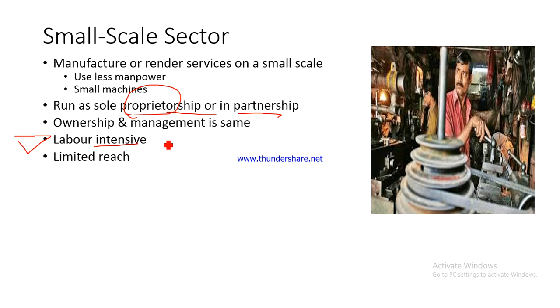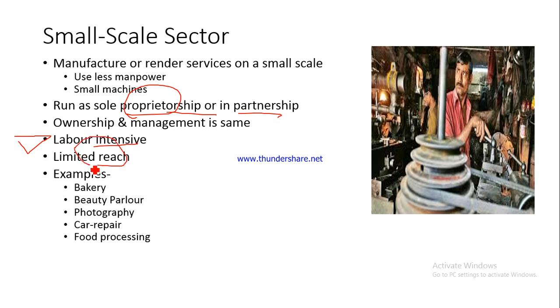And since they rely more on workers than on machines, the pace of production is less, and they are able to produce fewer goods, or serve a smaller number of customers, and that is why their reach remains limited. What are the examples? You can take examples from your daily life also, and from your vicinity.